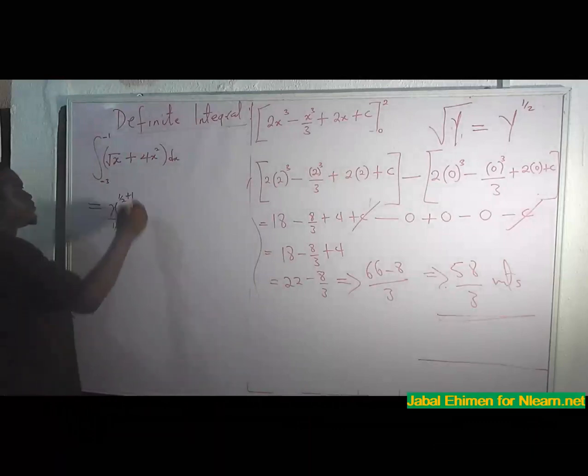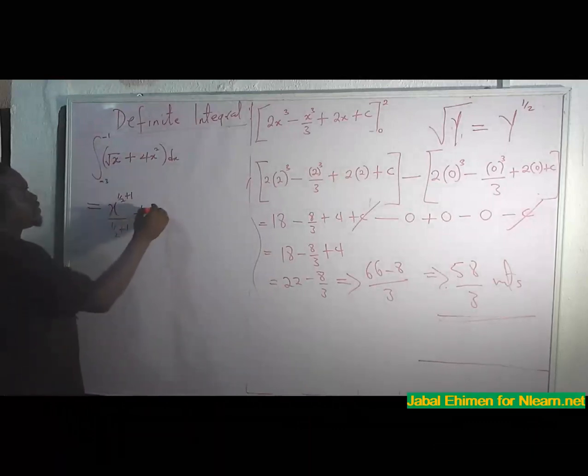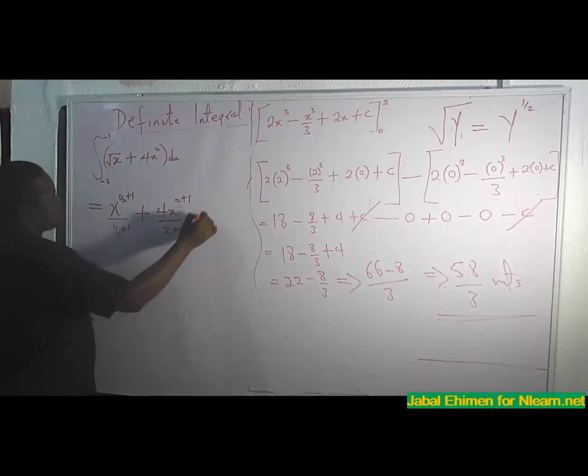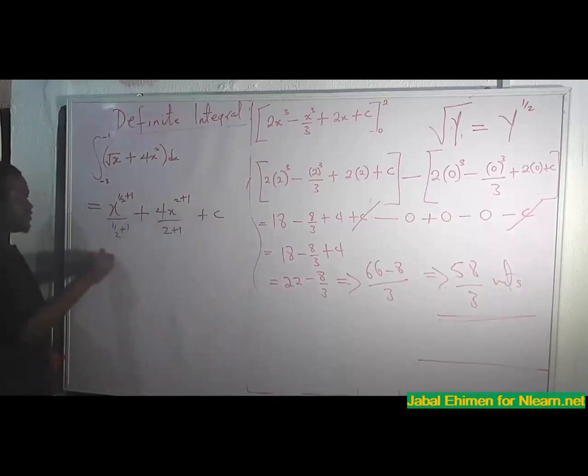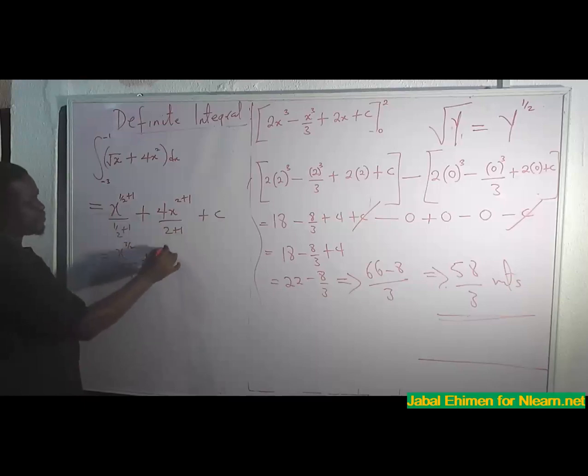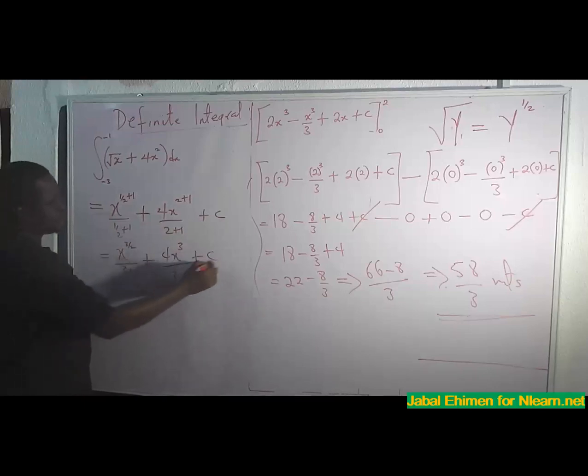So from here, you have plus, here will be 1 over 2 plus 1, then plus c. And also like that. So finally, I'll have 2 times 1 is 2, plus 1, that's 3. So I have x to the power of 3 over 2. I have 3 over 2. What we have here is 2x cubed over 3, and you have c.